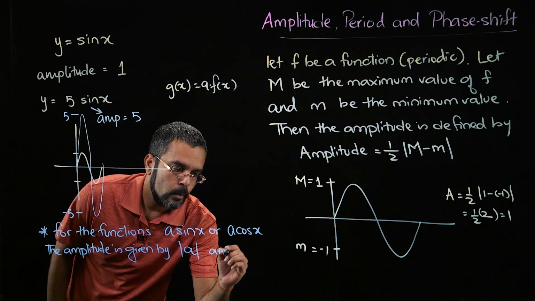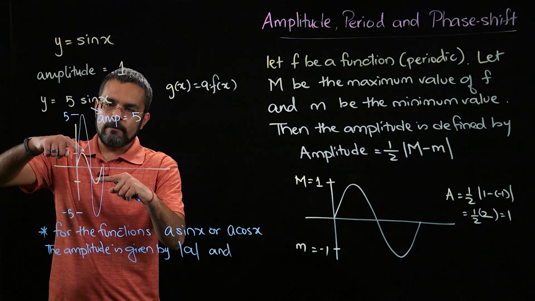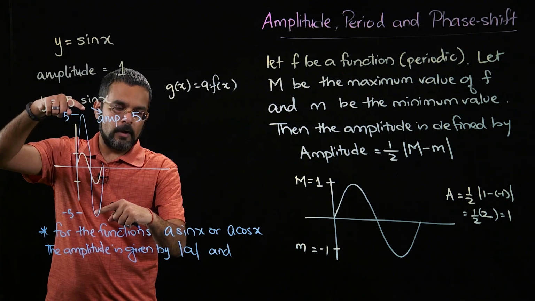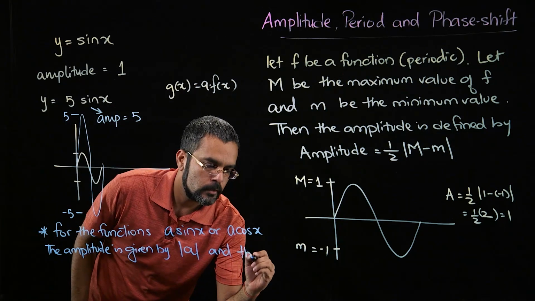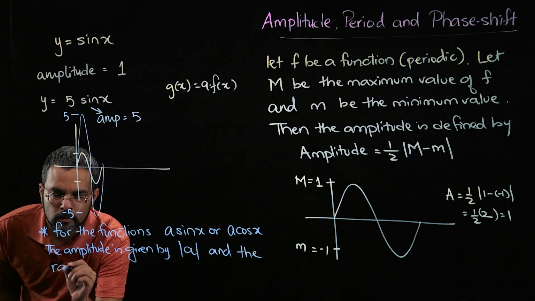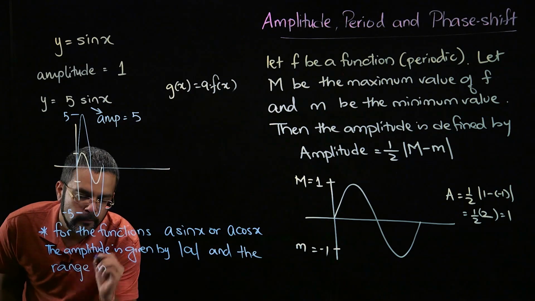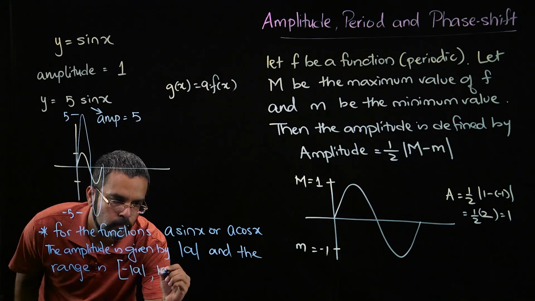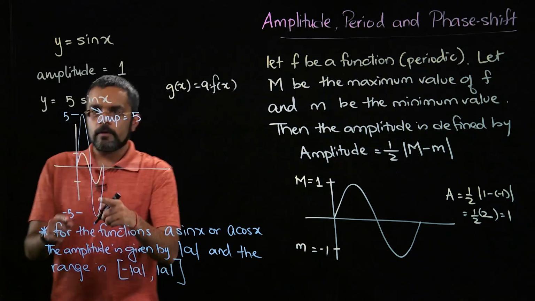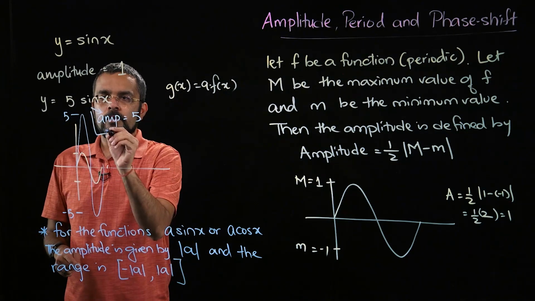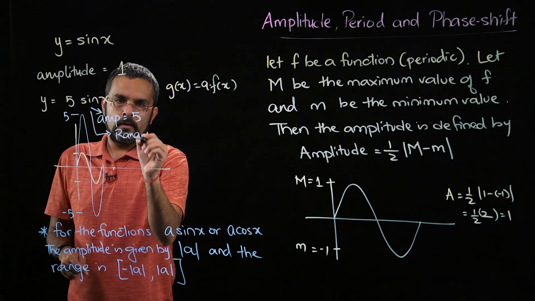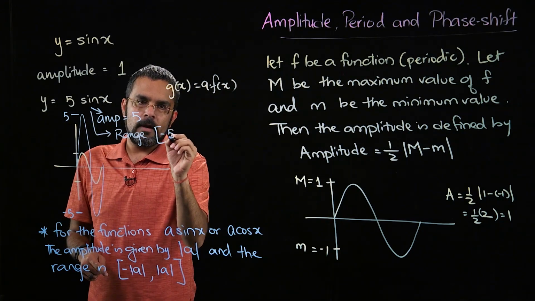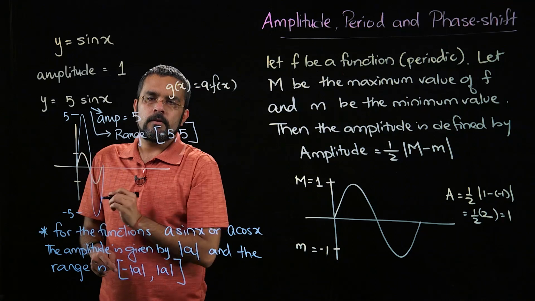And what happens in this case? The range of my sine function was -1 to 1. Well, now it got stretched from -5 to 5, and the range is going to be negative absolute value of a to absolute value of a. So for this function, my range is going to be -5 to 5.